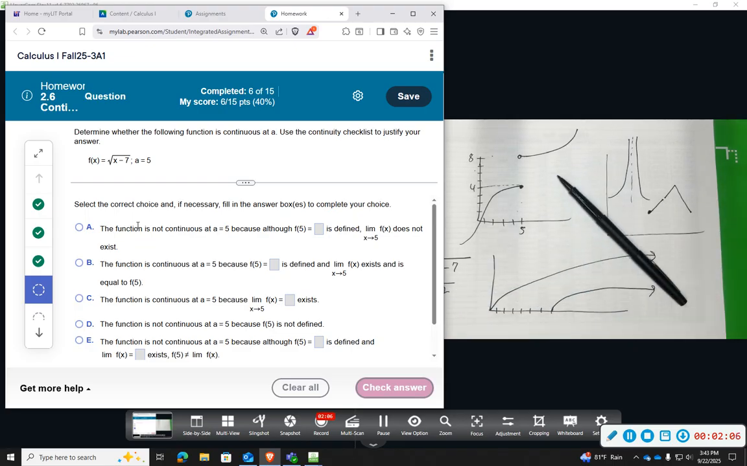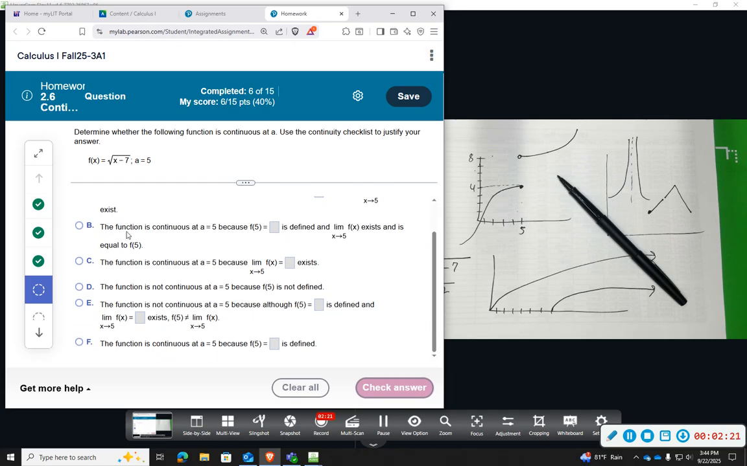So when we wanted to know if this is continuous and use our checklist, the first thing we get is that the function is not continuous at 5, because it says although it's defined, which it is not, so that's not the one. The function is continuous, nope. So we're going to say the function is not continuous at a equals 5 because f of 5 is not defined. That's the very first thing we get. It's not defined.